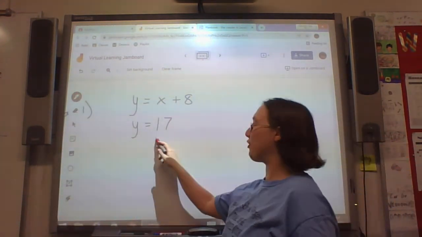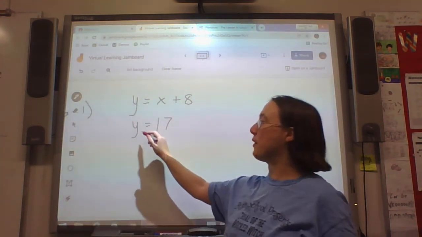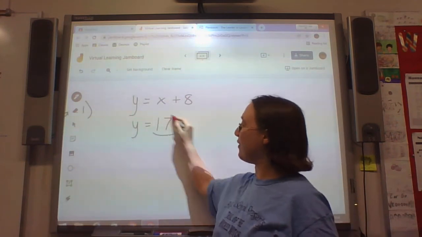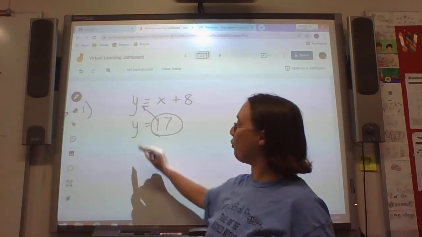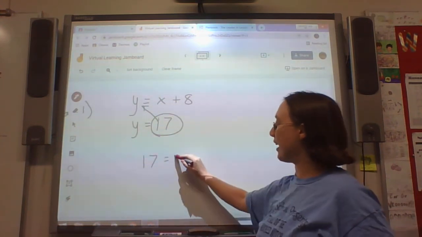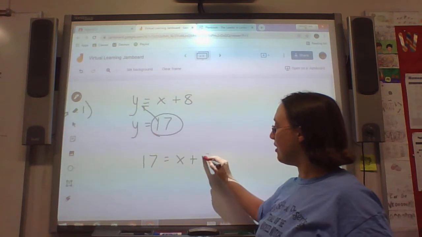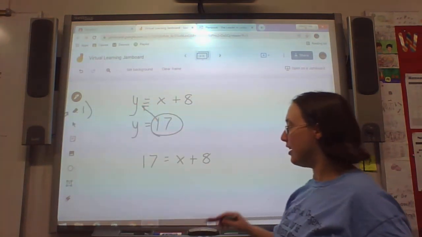I've already got this y. And if we want these lines to cross, this y is going to have to be the same. So we're going to take that 17 and we're going to plug it in there. And instead of this y, we're going to have a 17 equals, this is still going to be an x plus 8. So we took the 17, we put it here. Now we're going to solve that.